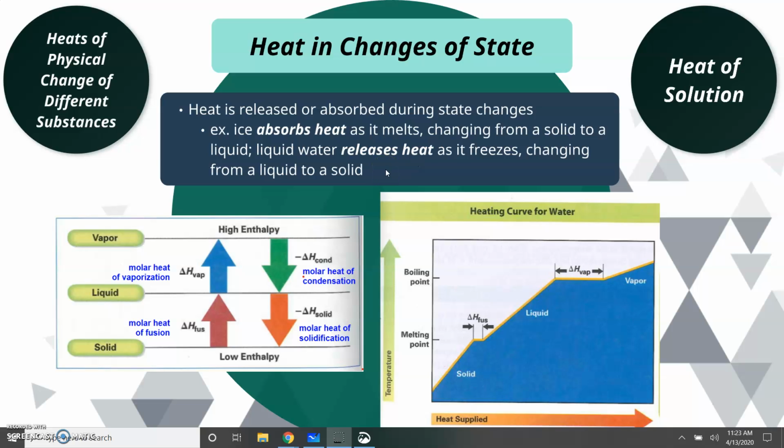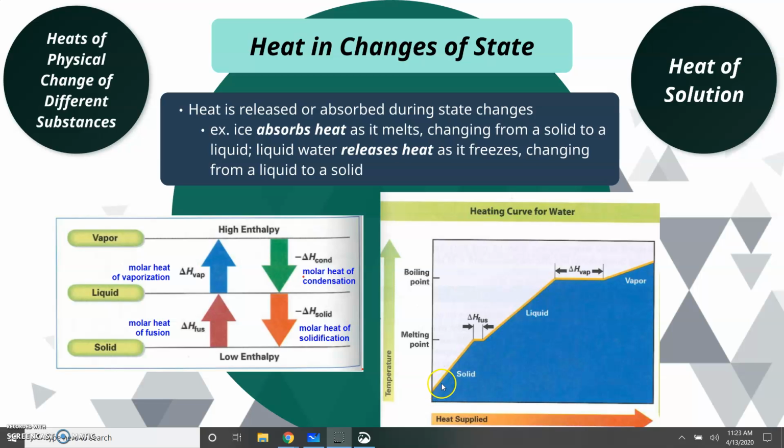Let's turn our attention next to the heating curve of water. We've seen one of these before. Let's look over at the graph. On the y-axis, we have temperature. On the x-axis, we have heat supplied. And it's showing us the state and the temperature of water as heat is being added. So let's read this graph as a story from left to right. So down here we have a very cold solid. Since this is water, we can call that ice.